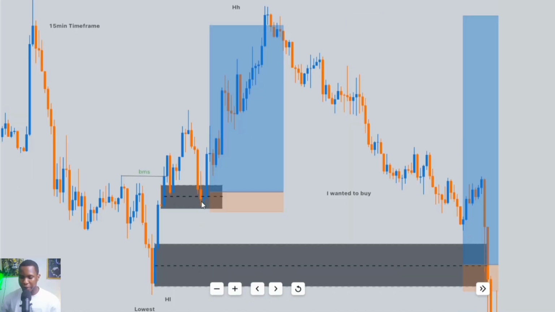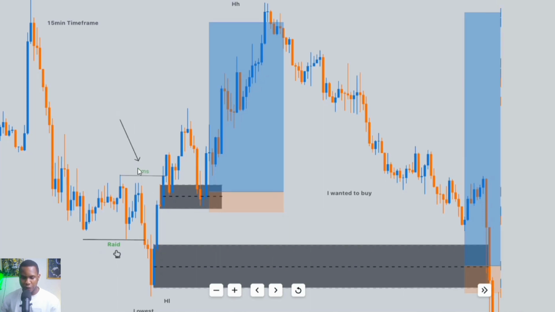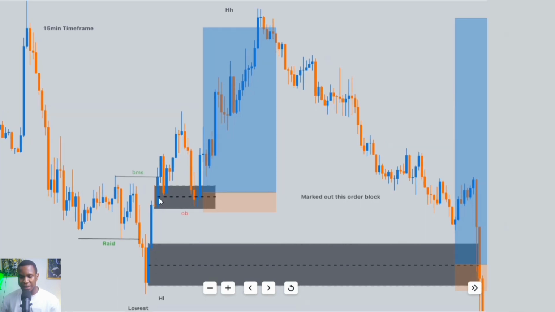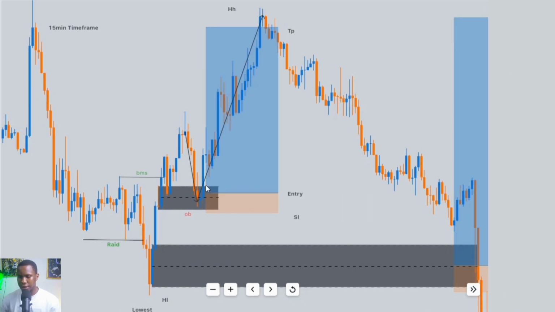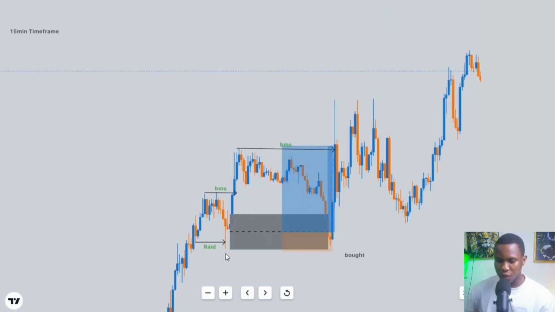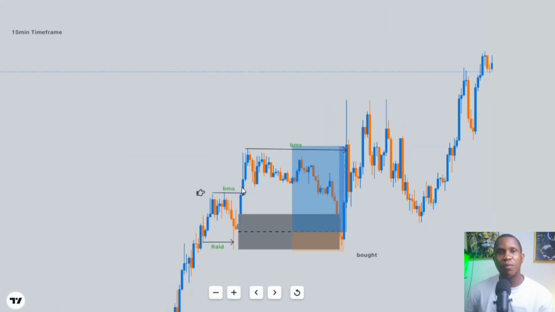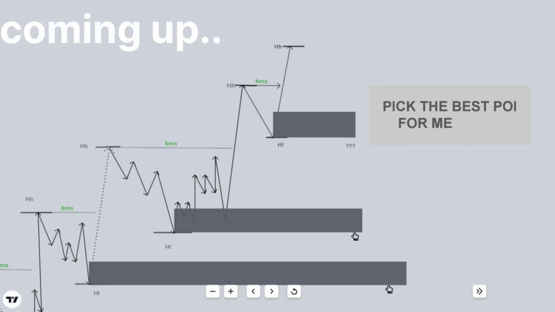Can you see I wanted to buy here? I waited for this trade before this break of market structure, guys, and I marked out my order block right here. My price action returned back here and it went to our take profit level, guys. Can you see this example right here? I wanted to buy. I first waited for here to be raided before a break of market structure, and I then bought from this order block right here, guys, which went to the upside. This type of order block is called a POI. I'll talk about this later in this video.